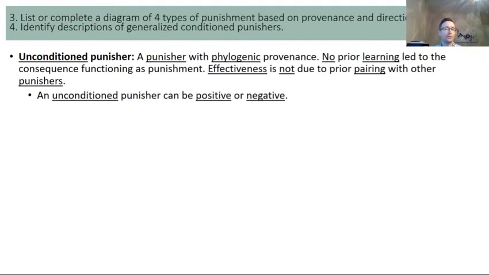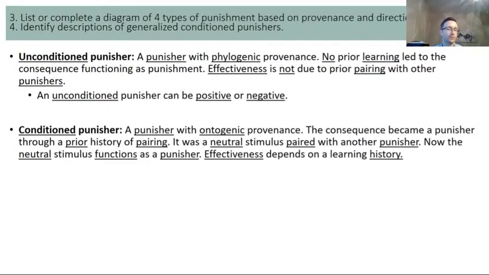An unconditioned punisher can be positive or negative. Positive, something added. Negative, something removed or reduced. Positive can also be something increased. A conditioned punisher is a punisher with ontogenic provenance. It's due to learning. The consequence became a punisher through a prior history of pairing. It was a neutral stimulus paired with another punisher in the past. That pairing turned the neutral stimulus into a punisher. Now the neutral stimulus functions as a punisher. Okay? And the effectiveness depends on a learning history.